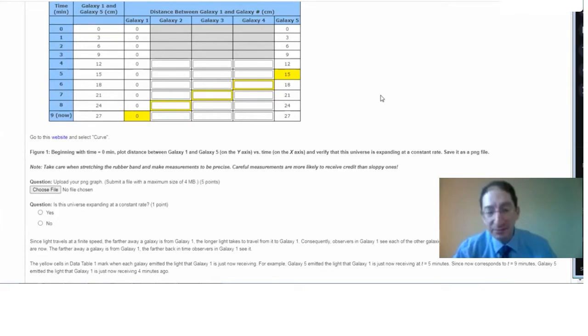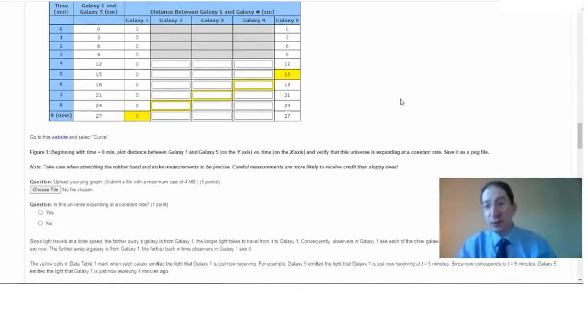Let's start with distance. Now it's a little tricky because what distance are we talking about? In an expanding universe, there are different distances to consider. For example, there's the distance between the galaxies when the distant galaxy emitted the light that we're just now receiving, and there's the distance between the galaxies now. In an expanding universe, these two are not the same. The first one will be a smaller distance, and the distance between the galaxies now will be a larger distance. And we can read both of these off of this table.